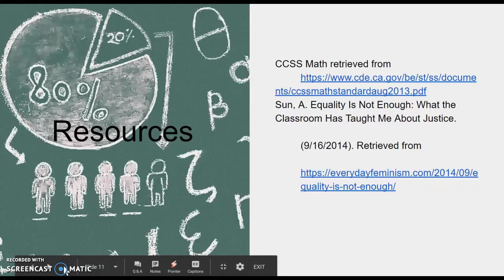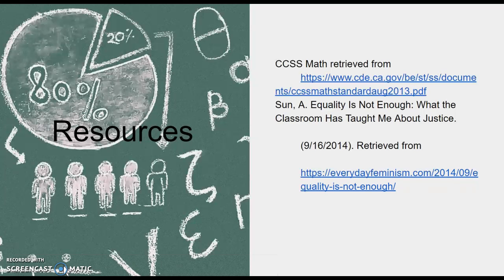My resources are the Common Core State Standards Math from the State Standards site, and I used an article by A. Sun called "Equality is Not Enough," and that's the end.